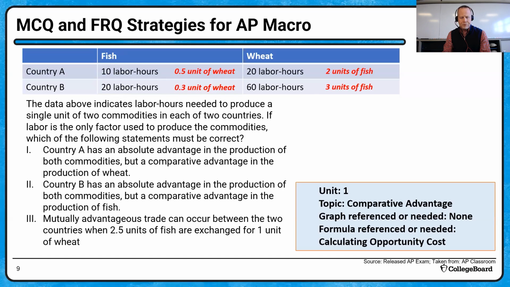Move on to 3. Mutually advantageous trade can occur between 2 countries when 2.5 units of fish are exchanged for 1 unit of wheat. Is that true or not? Well, go to wheat and look at those opportunity costs. Do the terms of trade fall between the opportunity costs? Well, they do. They fall right between them, 2 and 3. 2.5 is right between the two. So 3 must be true as well.